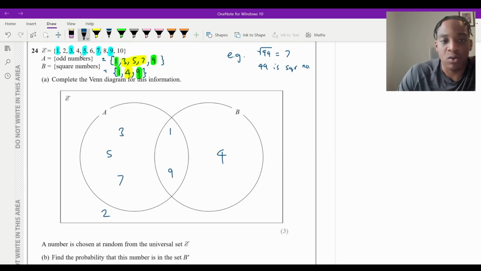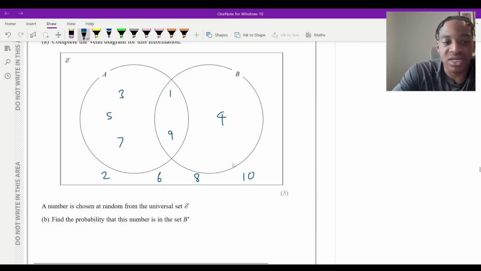We've used 3. We have used 4. That was a square number. We've used 5. We haven't used 6, so that will go on the outside. We haven't used 8, but we've used 7. 7 has been used. We haven't used 8, so 8 will go on the outside. And then we've used 9. 9 is there. 10 we haven't used, so that will go there. And this will be our completed Venn diagram, and that will give us the 3 marks.